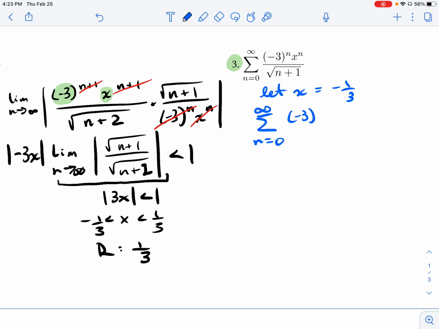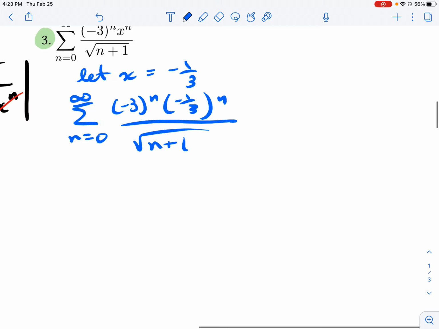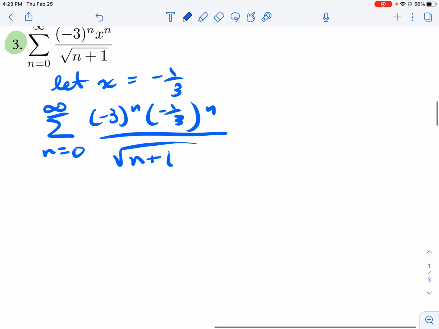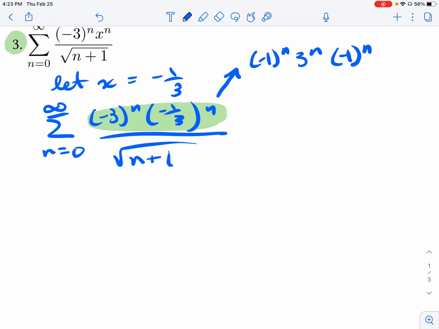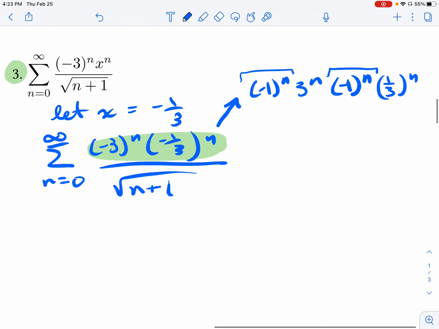So we have (-3)^n times (-1/3)^n all over root n plus 1. Now, let's take a look at this because I'm going to probably want to clean this up a little bit. Let's ask ourselves, how can I rewrite this? Let me just highlight this numerator and think about how I would rewrite this. That would be the same as (-1)^n times 3^n times (-1)^n times (1/3)^n. Well, if we do (-1)^n times (-1)^n, that gives me (-1)^(2n). Well, think about that.